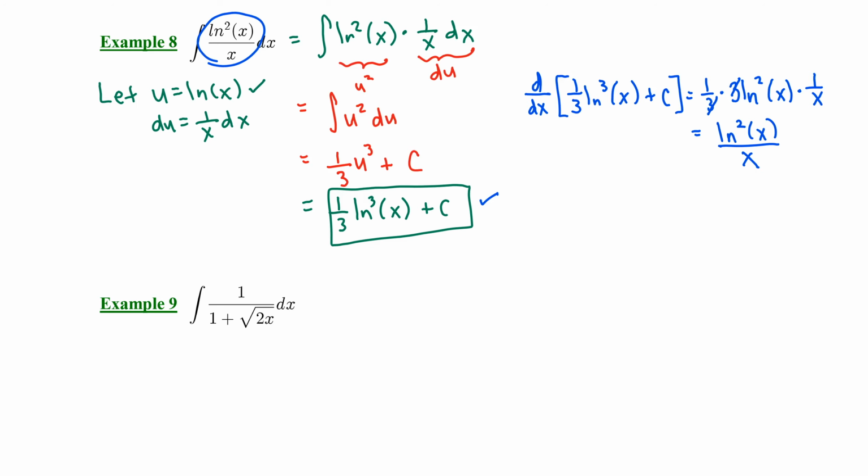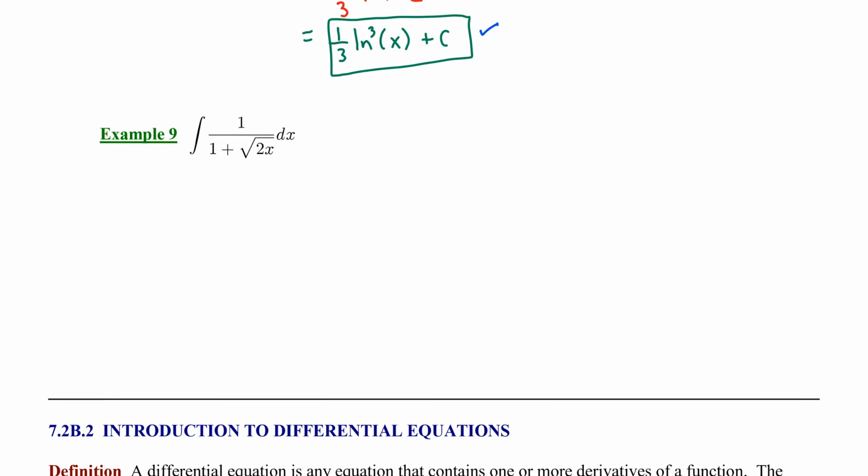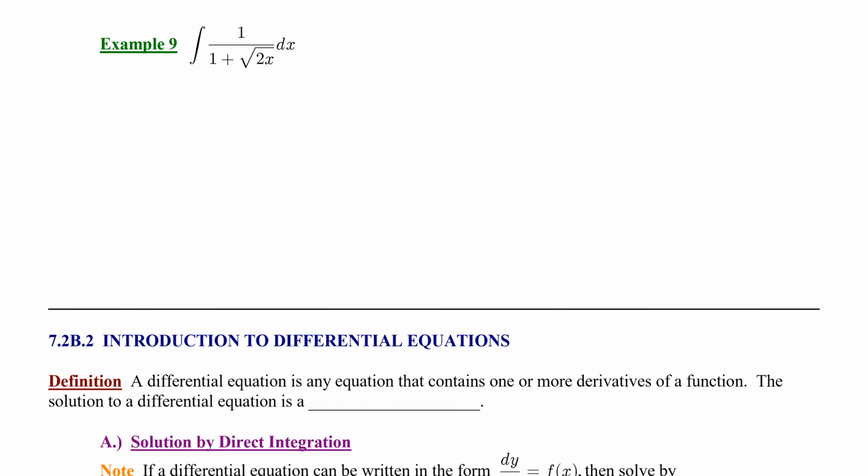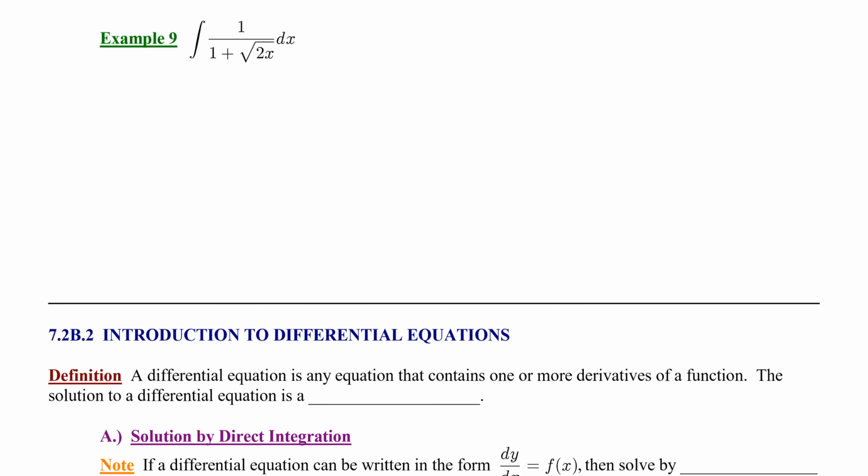All right, we're going to end this section on kind of a tricky example here. We have the integral of 1 over 1 plus the square root of 2x dx. So we're going to start with the suggested substitution, u equal the denominator. Now, you may want to recognize that square root there is 2x to the 1/2 power.